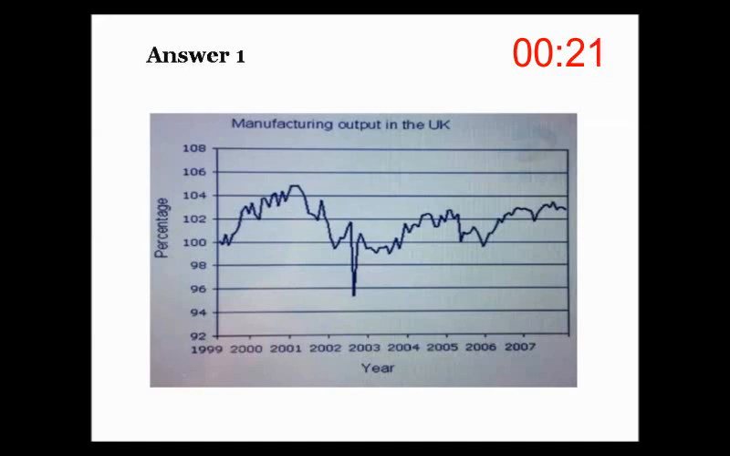Last but not the least, from 2004 to 2007, the largest number can be found in 2007, which is about 103, while the smallest number can be found in 2006, which is about 100. In conclusion, I think it is beneficial because it tells me manufacturing output in the UK in terms of year and percentage.